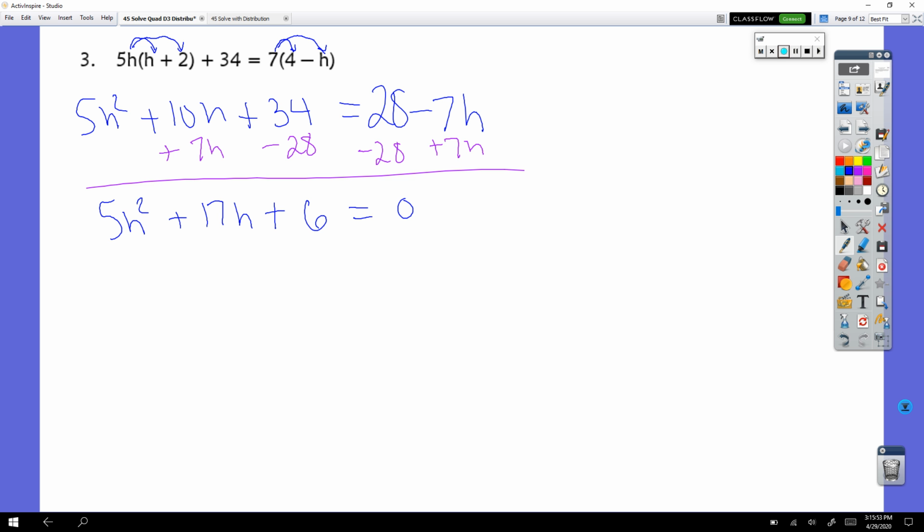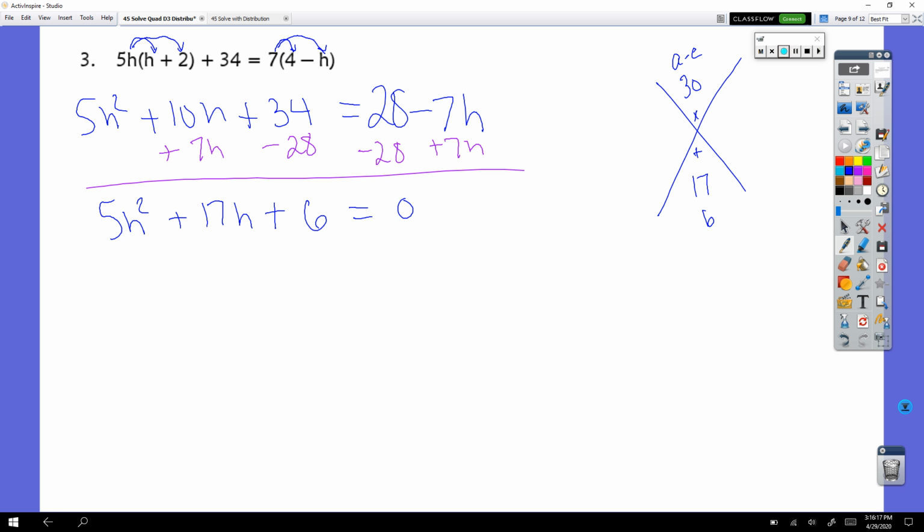Okay, so now I have a trinomial. And when I have three terms, that gives me a clue that I should think about big X kinds of things. So I need to multiply A and C together. A is 5, C is 6. 5 times 6 is 30. B is 17, and I need to add to B.